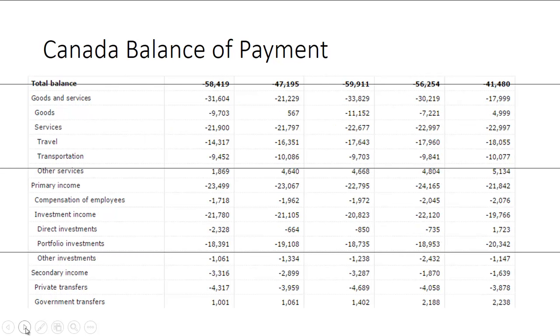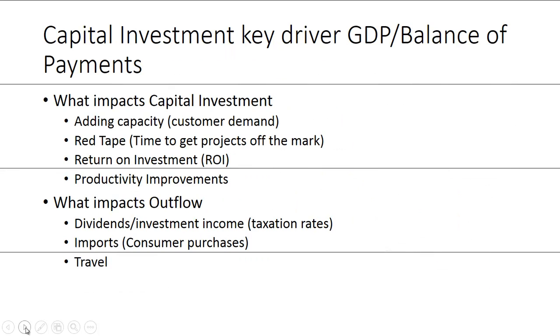Now, let's talk about what the government's not talking about in general. If you're going to reduce that balance of payment deficit, you have to focus on key areas: adding capacity, reducing the environmental assessments, return on investment, and productivity improvements in terms of the capital investment.